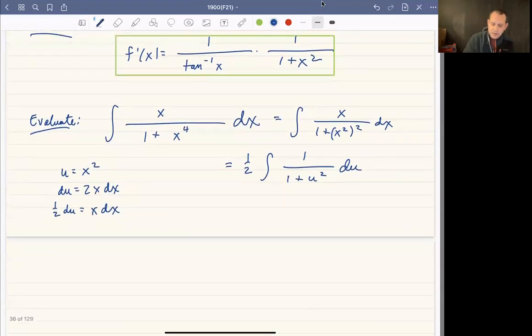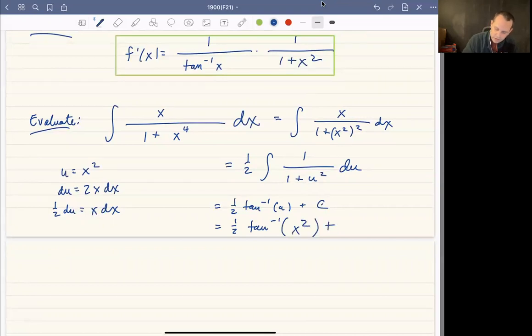Okay, and so when we do that, we're going to end up with 1/2 inverse tangent of u plus c, which is 1/2 inverse tangent of x squared plus c. Okay, this was a badly written u. Okay, and so that's how we evaluate the antiderivative there.